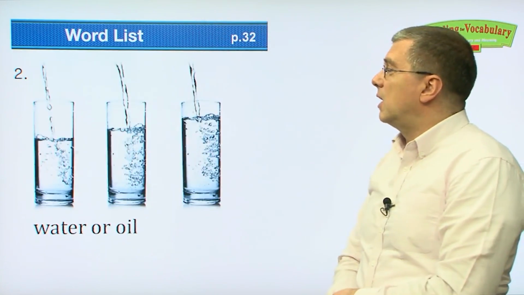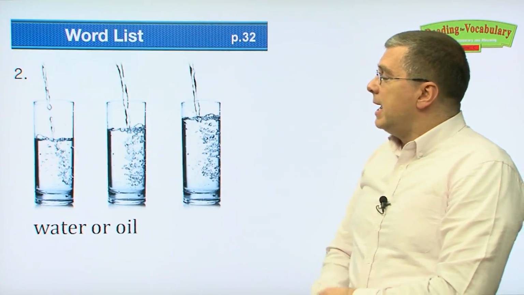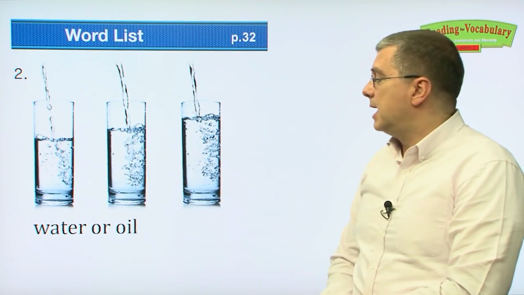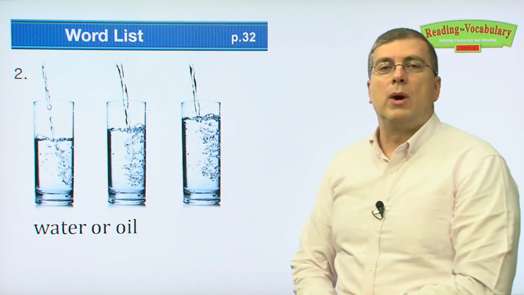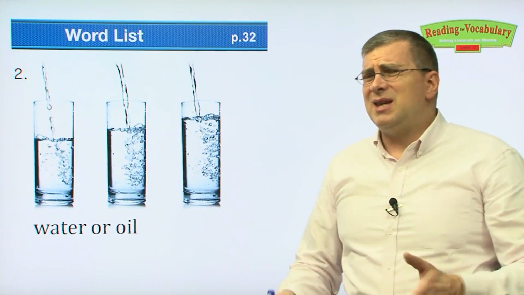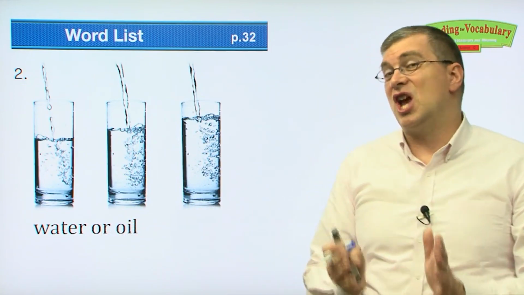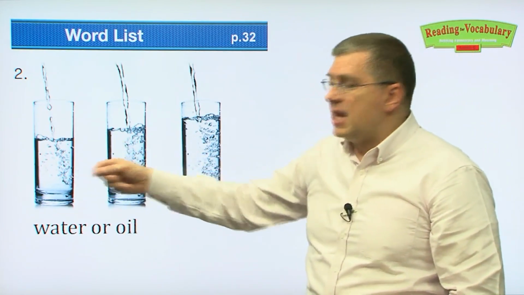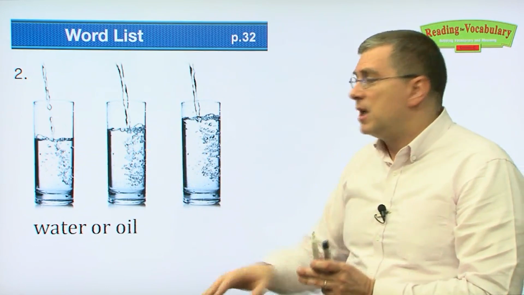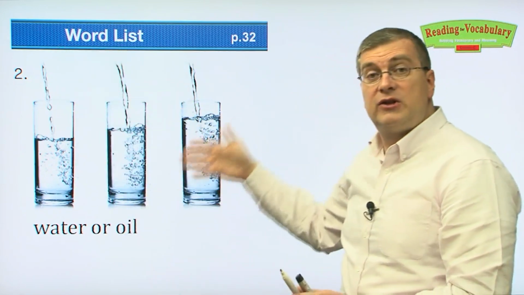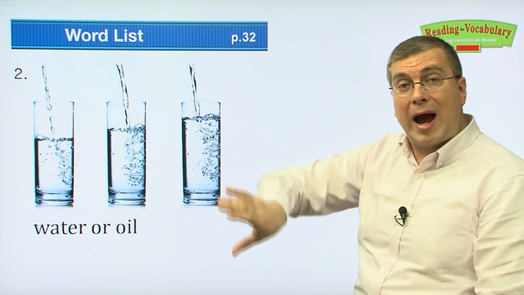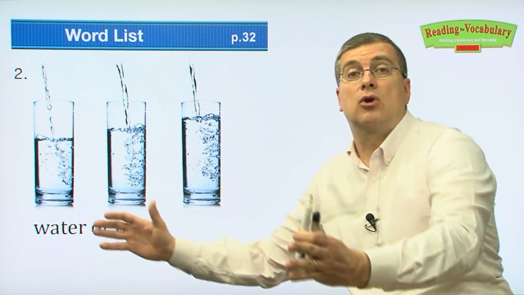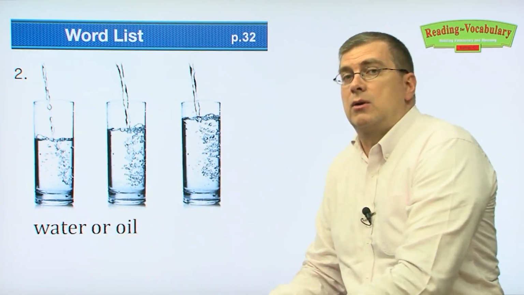Okay, let's move on to the next word. Here we have a picture of three objects, right? And it says water or oil. But really, to be honest, it's not just water or oil. It's any substance that doesn't have a shape, that you can pour into a container. You can pour out of a container. If you pour it out, it flows over the ground or it goes into the ground.